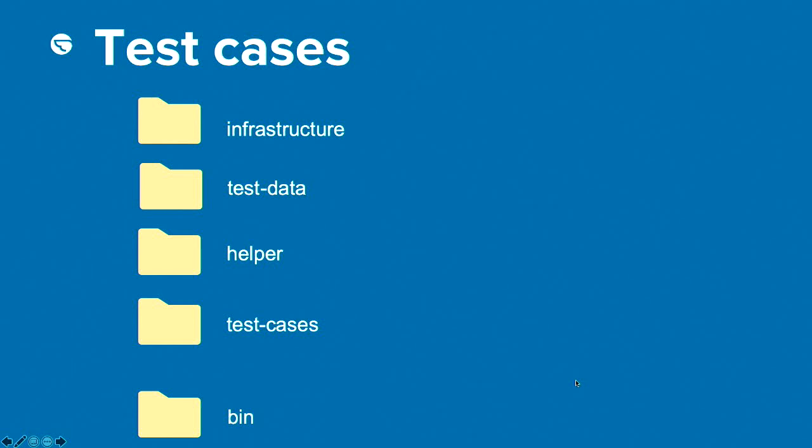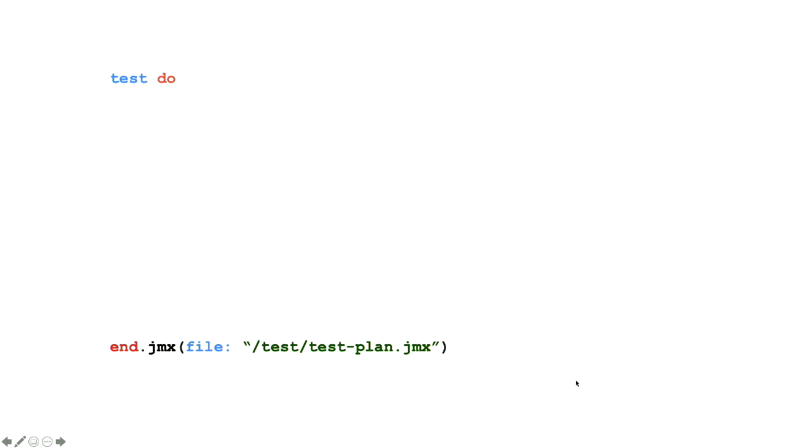So how do we actually create test cases using that Ruby JMeter gem? We start by simply doing test, and at the end, we create the JMX file. A JMX file is basically an XML file that JMeter can understand. Next, we define how many virtual users we want, what the ramp-up time is, and also how long we want the test to run.